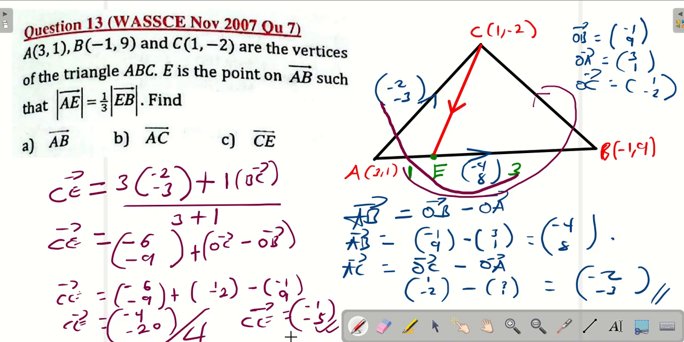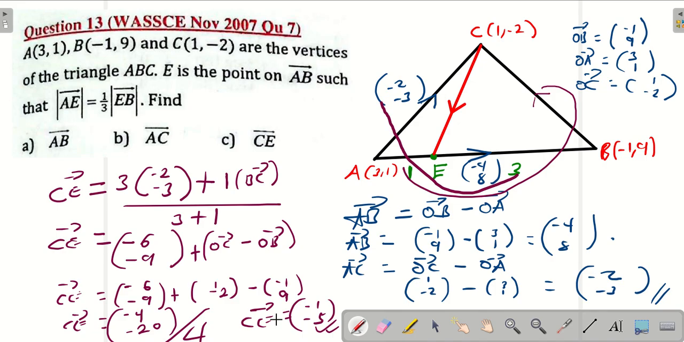So let me ask another question. B. Find the coordinate of E. Can you find the coordinate of E? Yes, you should be able to find the coordinate of E. Now we have CE to be negative 1, 5. Is that right? So if CE is equal to negative 1, 5, then you can find E.